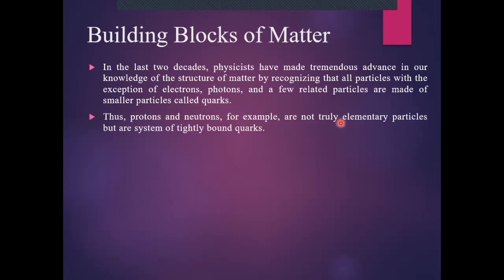According to the new theories, the electrons and photons and a few other particles are the elementary or fundamental particles which cannot be further divided, and the other particles like protons and neutrons are not fundamental particles. They are also made up of smaller particles which are named quarks.